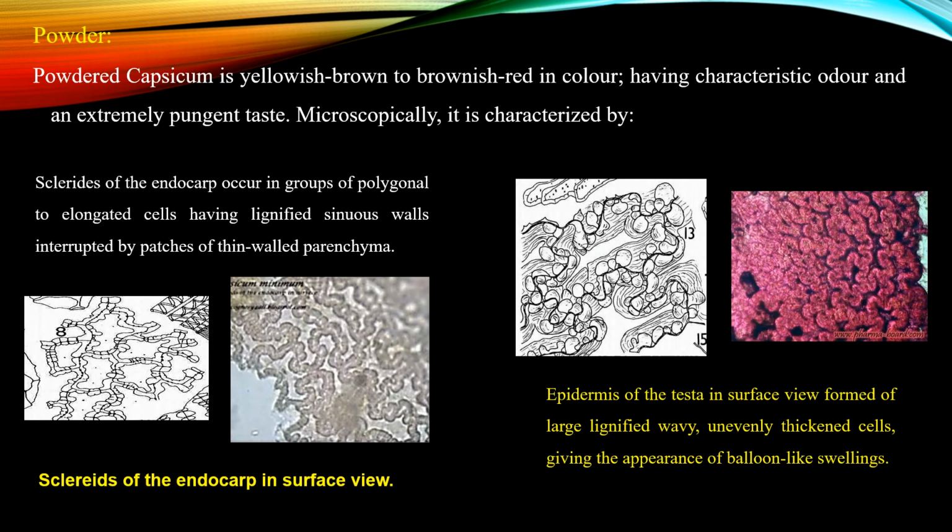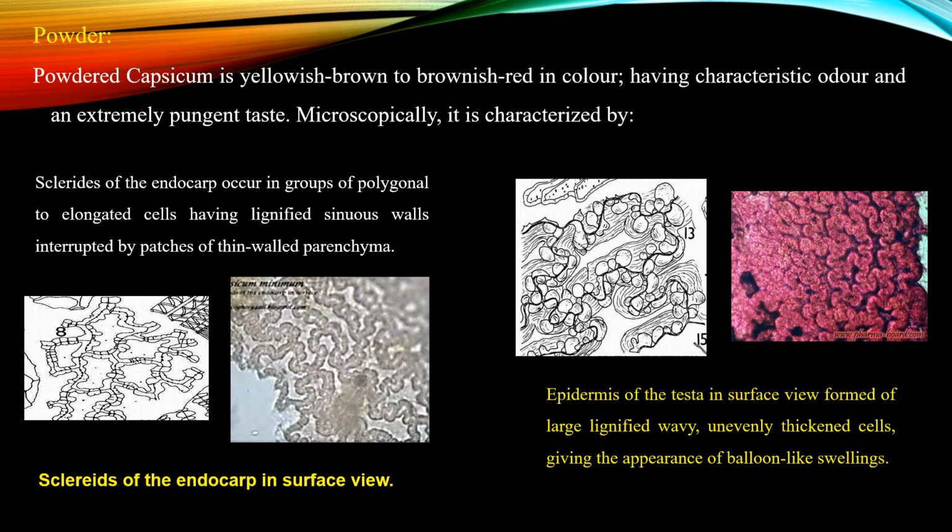Powder of capsicum is yellowish brown to reddish in color with a stimulatory, irritating odor and strong pungent taste. The powder shows sclerites of the endocarp, or islets of sclerites, polygonal elongated cells with lignified sinuous walls interrupted by thin-walled parenchyma cells. This is the sclerites or islet of sclerites.